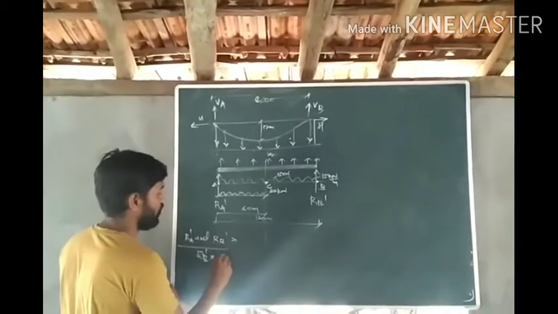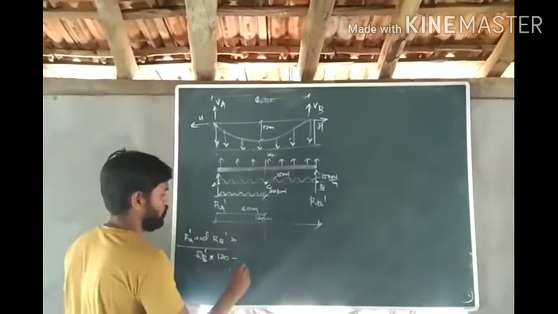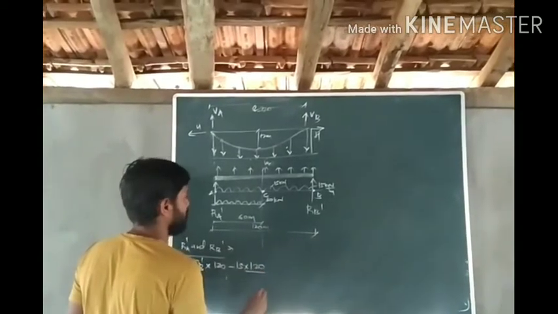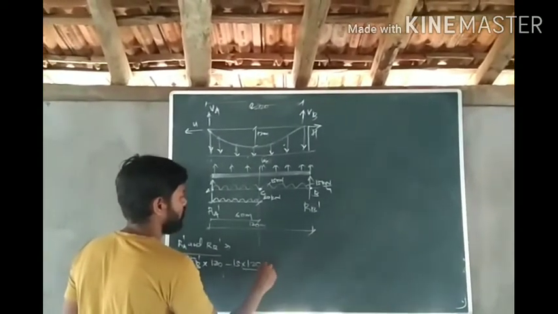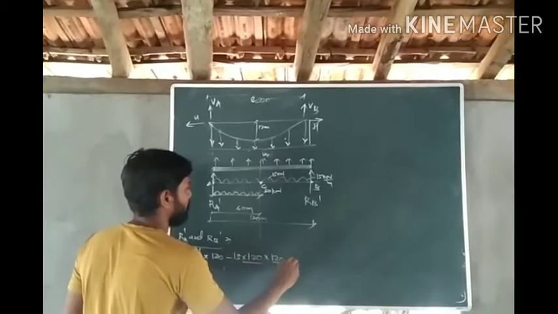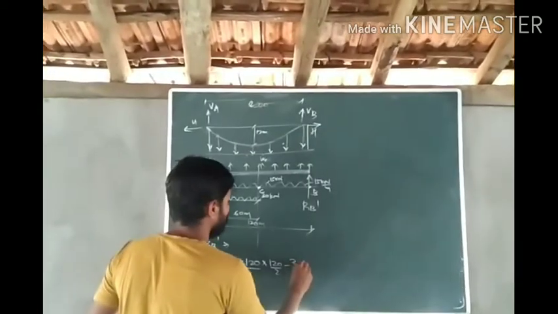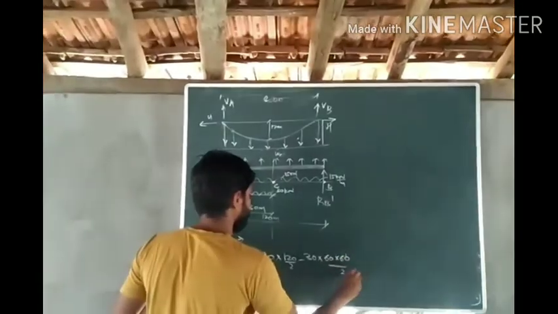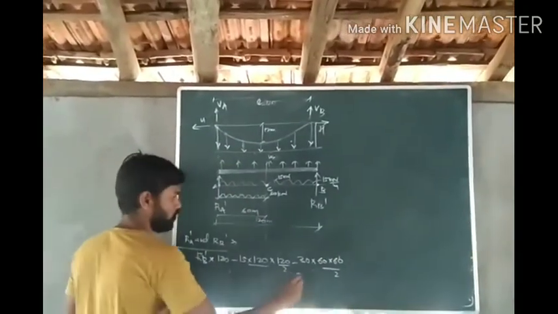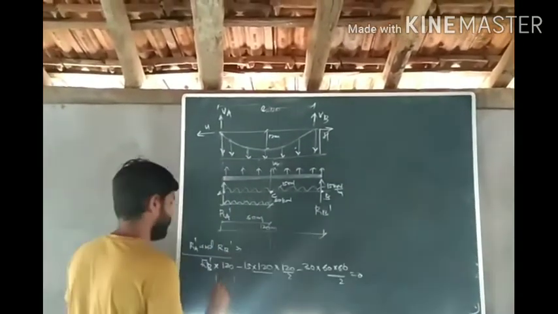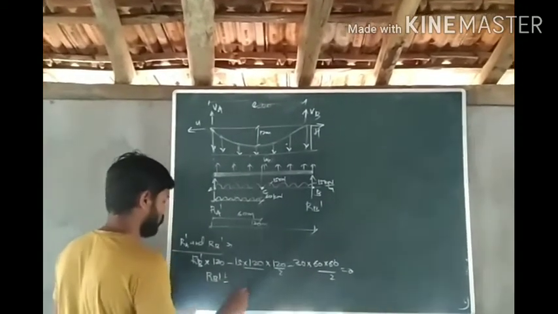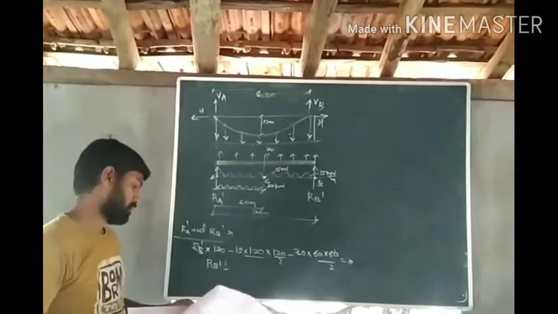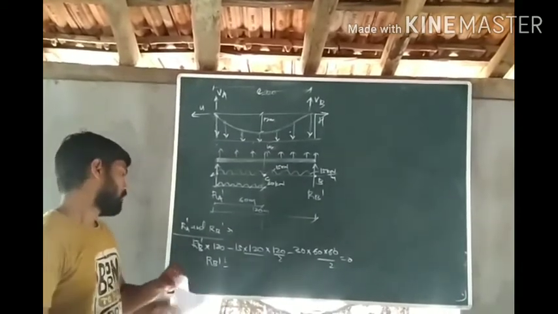RB dash multiplied by 120 minus 15 multiplied by 120 divided by 2 multiplied by 120 by 2 minus 30 multiplied by 60 into 60 by 2 equal to 0. So we get RB dash is equal to 1350.